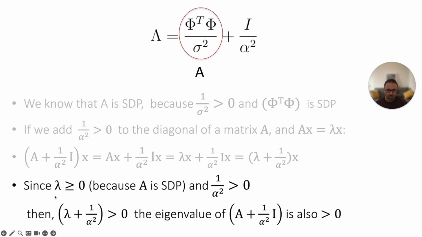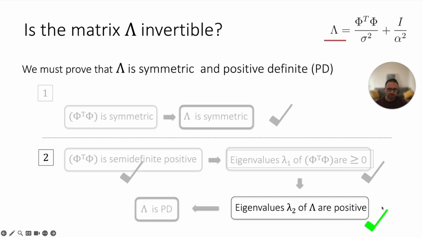So with that, we know that lambda was greater or equal than 0, because A is semi-definite positive, right? And since 1 divided by alpha squared is greater than 0, we're basically adding these two terms, so we end up in a result that is greater than 0. With that, we can conclude that the eigenvalue of this new matrix is also greater than 0. So finally, this can directly take us to what we want, to prove that lambda is positive definite. So that's why our matrix lambda is invertible.